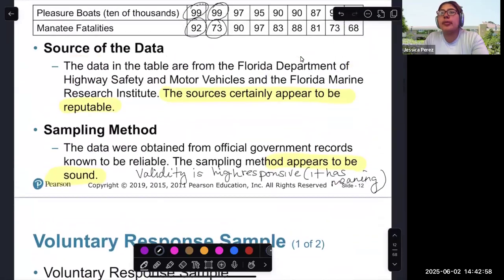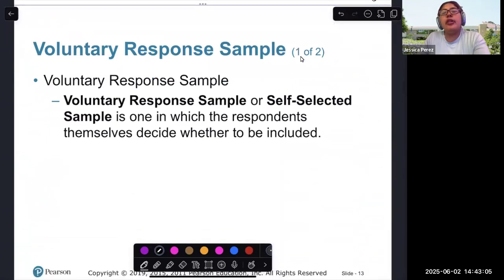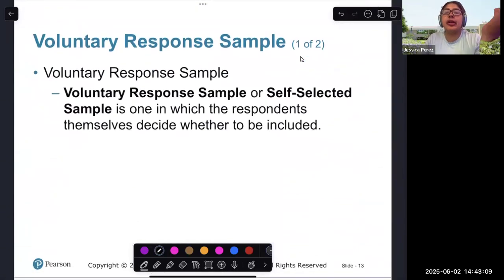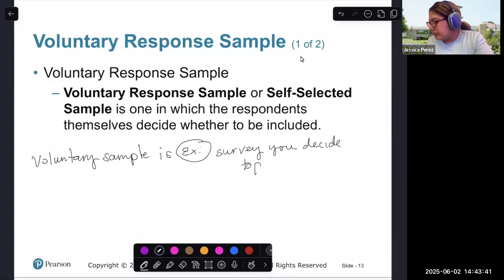So if there exists a relationship, that means that there is some sound. Now there's something called a voluntary response sample. A voluntary response sample, or a self-selected sample, is something different. That's when somebody decides to be included. So for example, when you are walking around campus and people are trying to get a survey from you, that is a voluntary sample. As an example, it would be like a survey. You decide to participate. You decide whether or not.